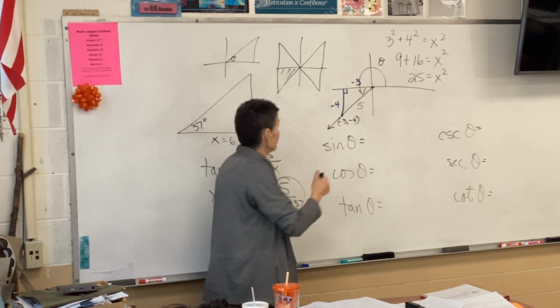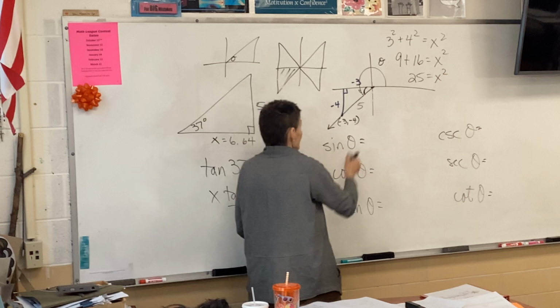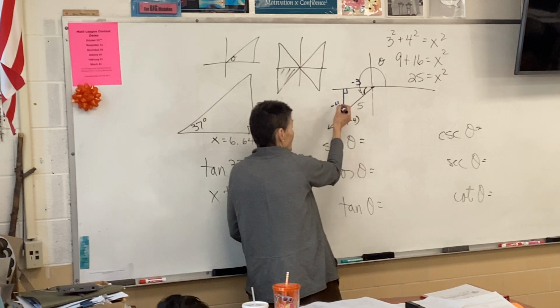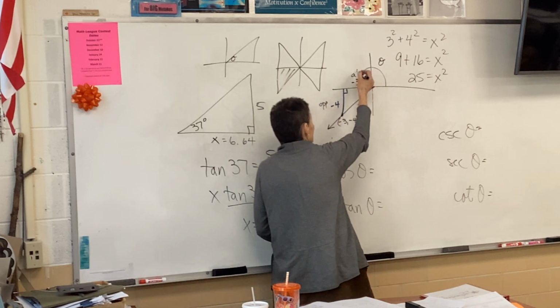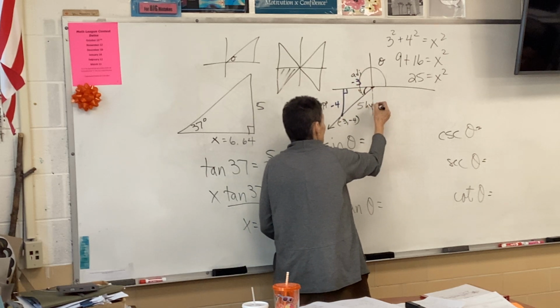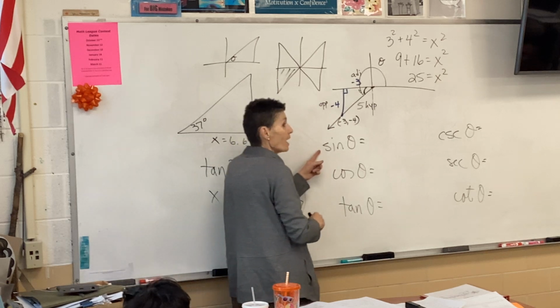Now I'm ready to go. My angle's always here at the origin. So if that's my angle, which side is this? Opposite. Adjacent. Hypotenuse. And now I fill them in, just like I did before. So what sign?